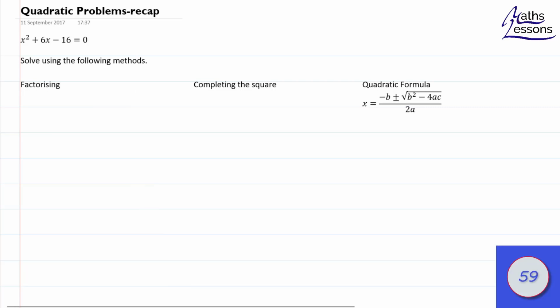So I'm going to give you 60 seconds to have a go at the first one. Then I'll go through it with you. So have a go at factorising this, and then I'll go through that. Then I'll give you another 60 seconds to have a go at completing the square. Maybe 2 minutes just to do the quadratic formula.